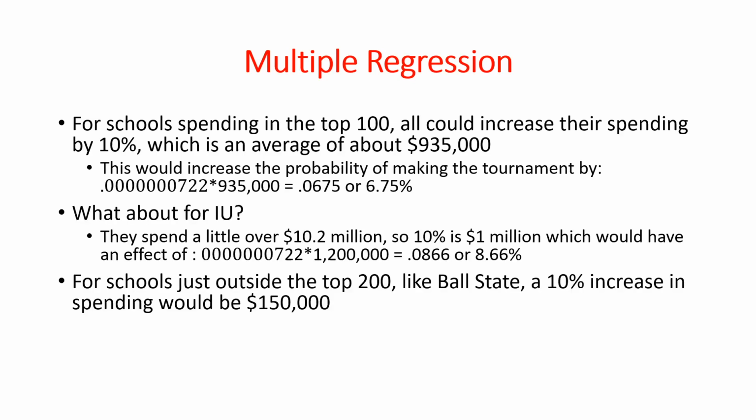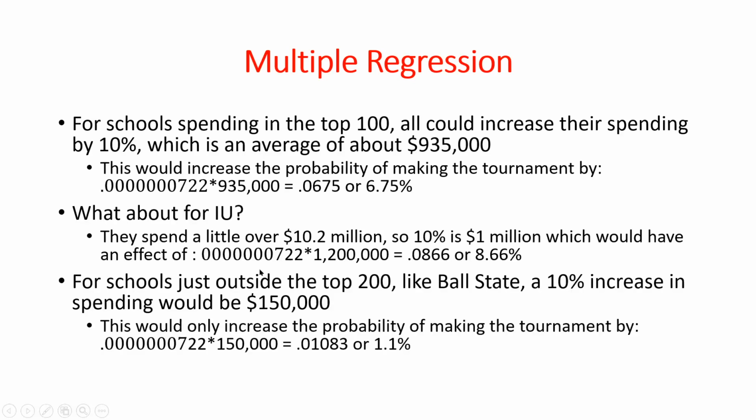You could do this for other schools. So I did it for IU. They're kind of similar to the average school here, just a little bit higher in expenditures. So a 10% increase in their budget would increase their probability of making the tournament by 8.6%. For Ball State, they're spending quite a bit less, so an increase in their budget of 10% is only $150,000. So if they increase their expenditures by 10%, they're only getting a 1.1% increase in their likelihood of making a tournament. We could do this for whatever school we want.